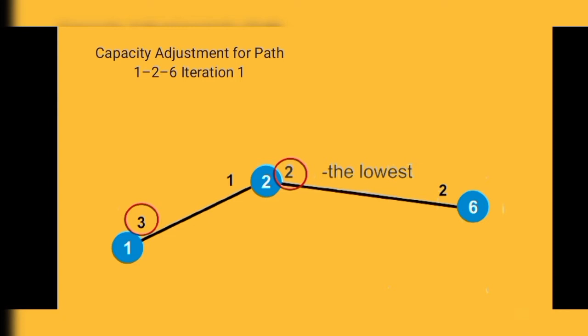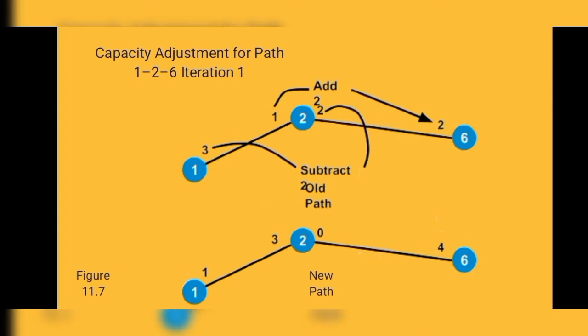Now we adjust the flow capacities. As you can see in this figure, the lowest flow capacity, which is 2, is subtracted in the direction of source to sink, which is 3 and 2. This is the arc, so we have to subtract the 2. That's why we come up with these answers. 3 minus 2 is equal to 1, and 2 minus 2 is equal to 0.